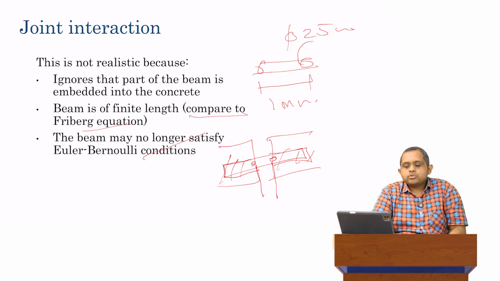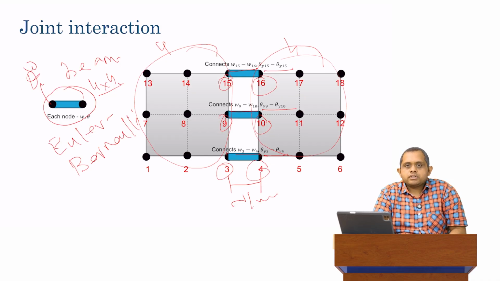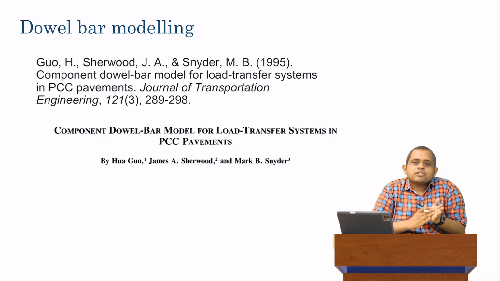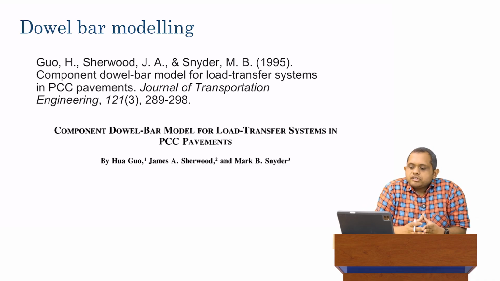The current physics which we just modeled, so basically what I drew over here in this slide, does not adequately represent these three parts. And this is why this dowel bar, this Euler-Bernoulli beam based analysis of dowel bars is not actually very realistic. Okay, so what do we do? Do we have a more realistic model?